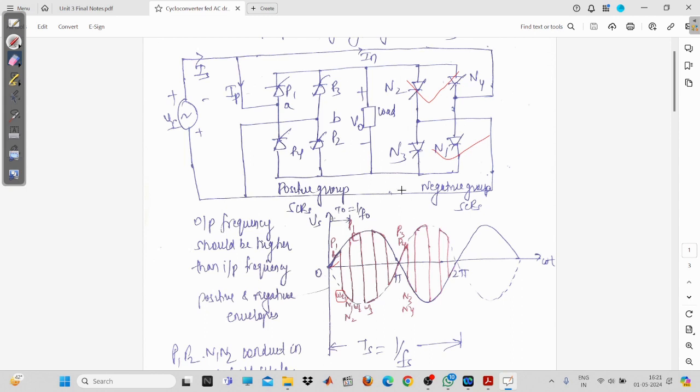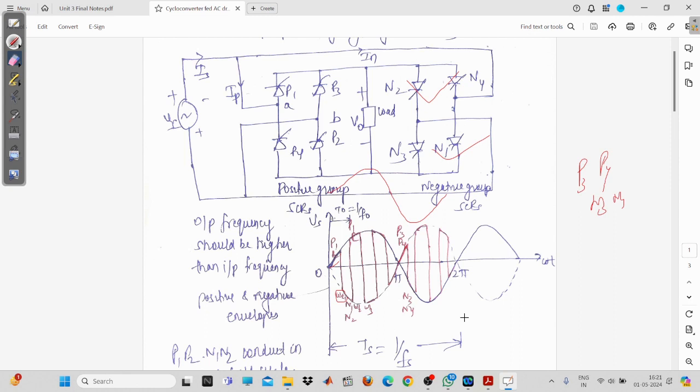So when you are coming into the negative half of your supply voltage, at that time P3, P4 and N3, N4 will operate. Fine. During the negative half of the supply voltage, only P3, P4 and N3, N4 will operate. So if you want a positive envelope, again you give gate pulse to P3, P4. Now at this point, you are forcefully commutating P3 and P4. Now again N3 and N4, again P3 and P4. So in this way, you can get the output voltage.